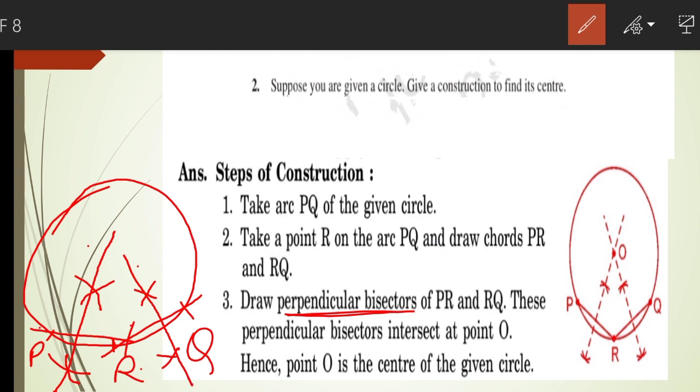Whenever these lines are joined, they meet at a point. This point is O, and hence it becomes the center. Now, since my construction is not done with a compass and scale, it is a little bit improper, but when you do it with a compass and scale, you will get exactly the diagram that is given over here. So this sum I'll repeat again when we do construction.